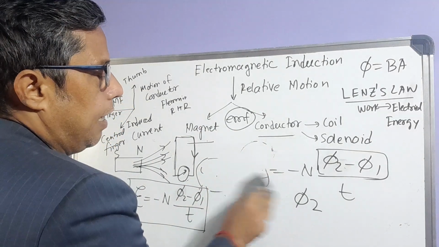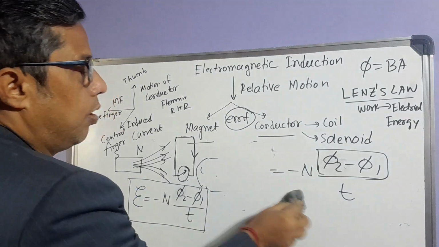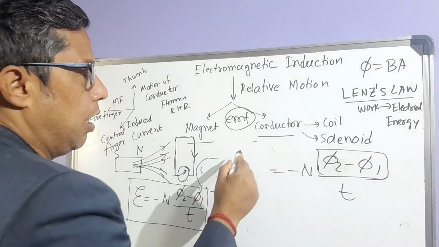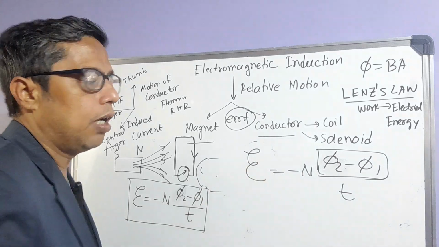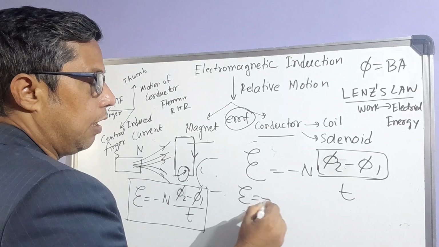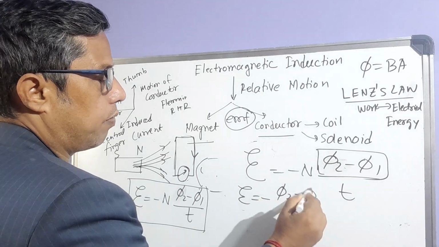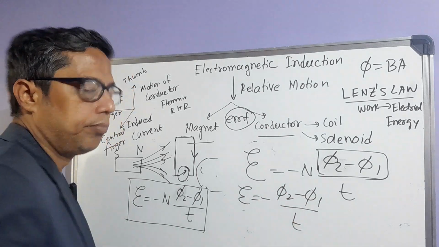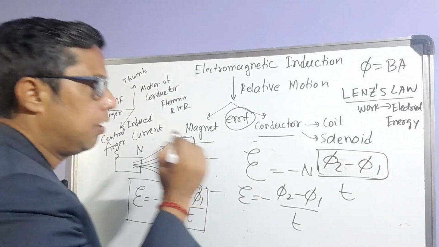Now what is N? N is the number of turns. So by increasing the number of turns, you can increase the amount of EMF. If it's a single turn, then you will write EMF is equal to (phi 2 minus phi 1) by t. This is the induced EMF.